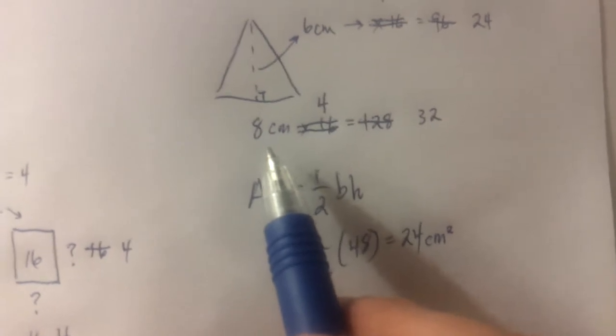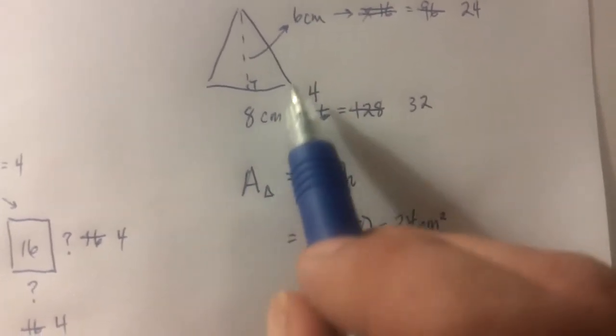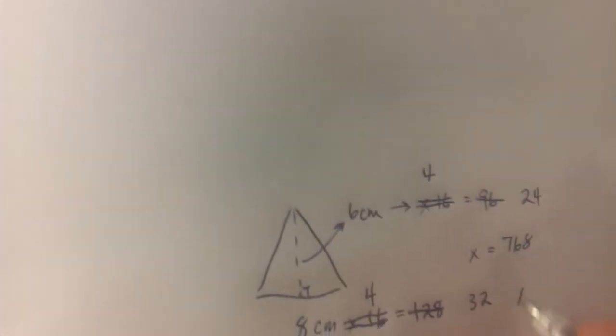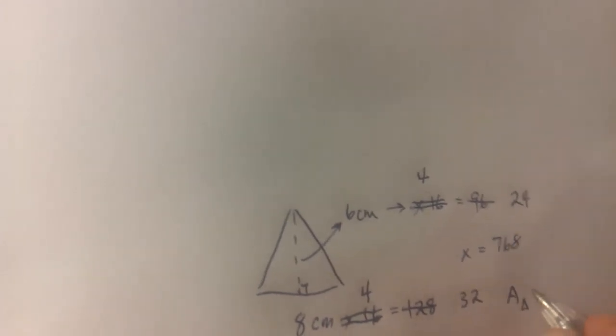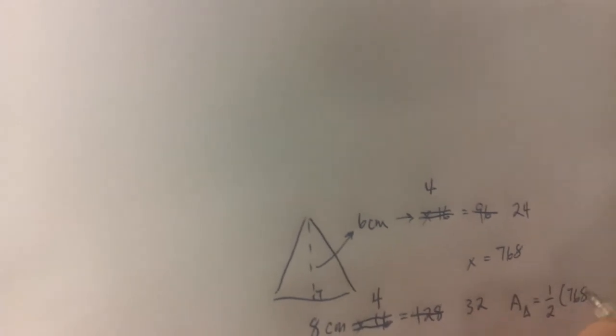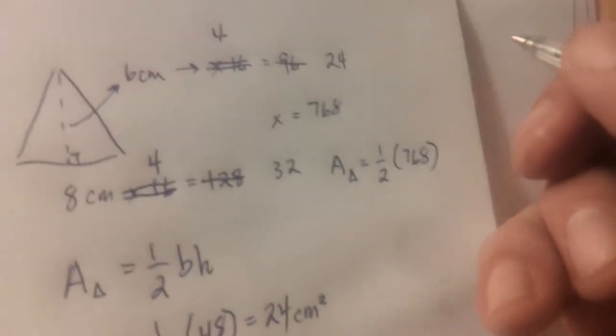Now wait a minute. 768 is the area of a square with a base of 8 and a height of 6. Well, rectangle. Remember, the area of a triangle is half that. So I have my 768 where I multiplied my base times height. Remember, the area of a triangle is half of that. So I need to divide.